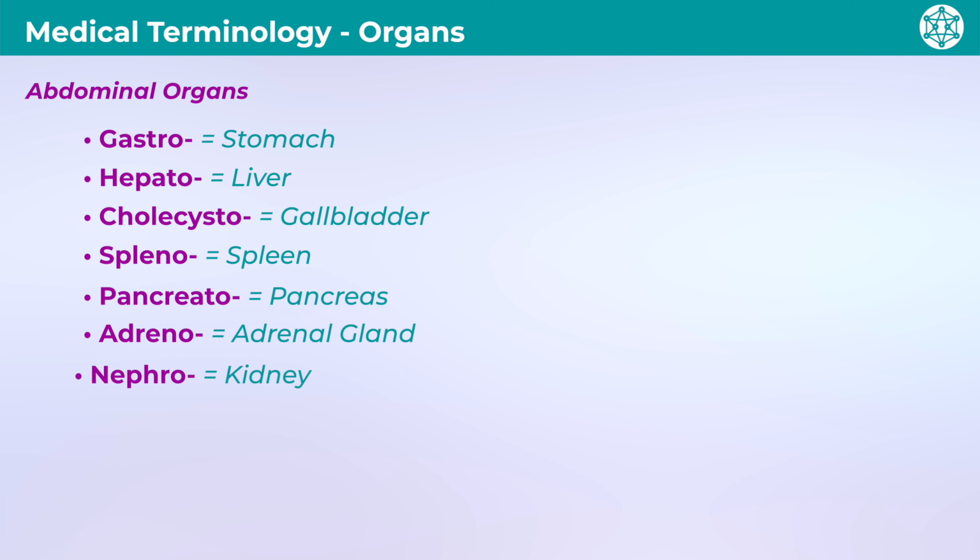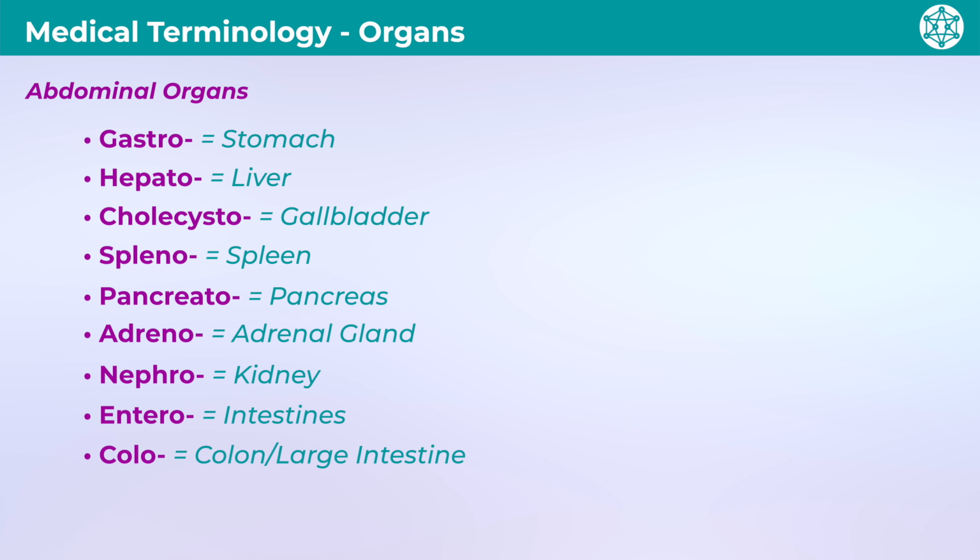And you might not have heard of this one, nephro for your kidney, so you can think of nephrologist, a kidney specialist. Nephro actually comes from and is derived from the nephron, or the functional unit within the kidney. Entero is used for the intestine, so you might have heard of enteritis, an inflammation of your intestines. Another one is colo, which refers to the colon or large intestine, so you might have heard of colitis, an inflammation of the colon.